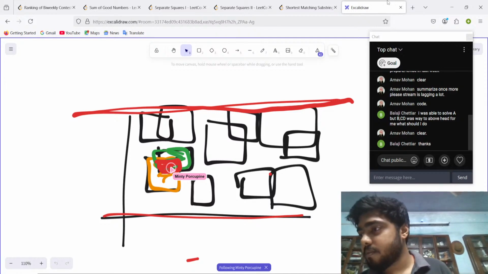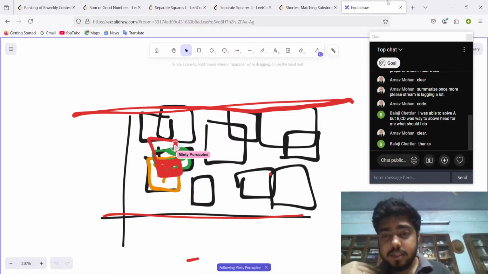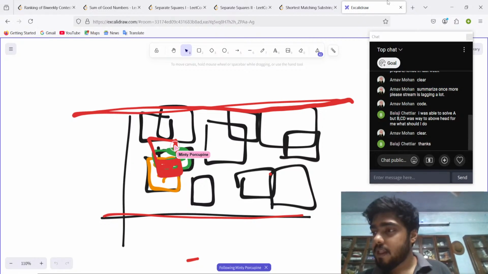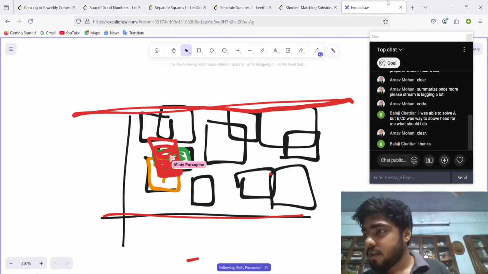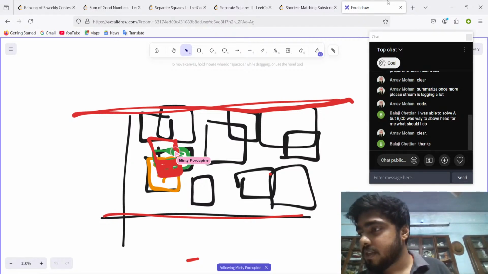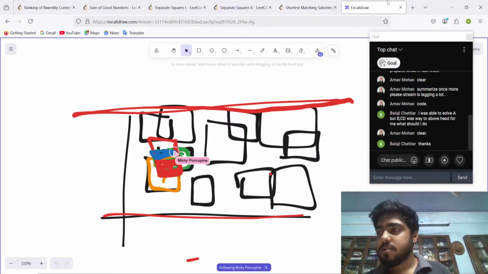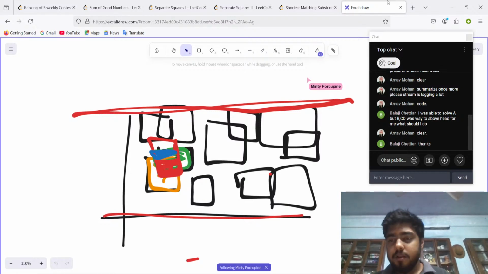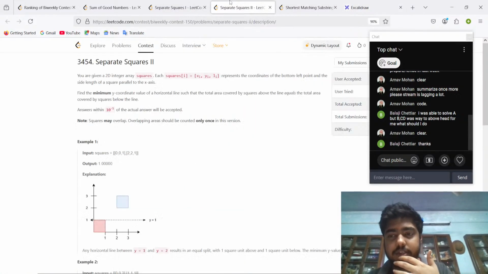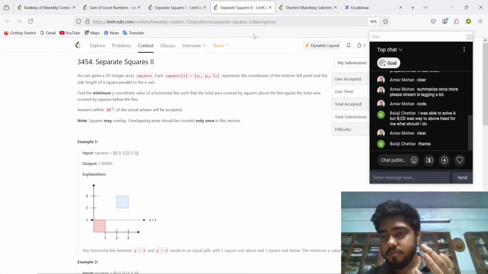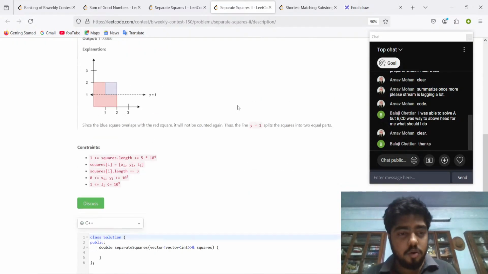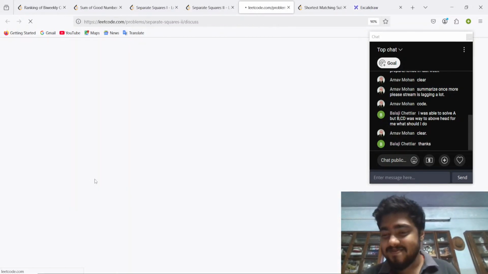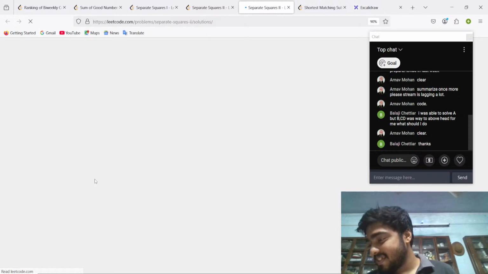Let's say there is another square. You never know, right? In that case, this area is going to be counted thrice, and this area is going to be twice. Various complex things are going to happen. So we now have to eliminate those overlapping areas. That is what was needed in Separate Squares 2. How to do it? I don't know. I will go through the discuss section, okay.